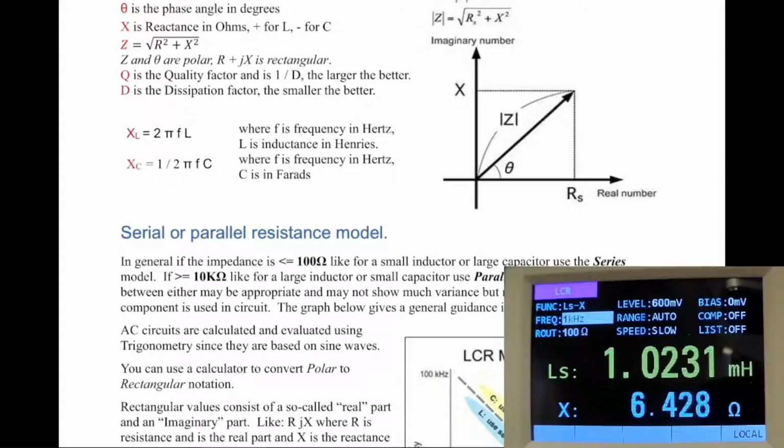You see how the frequency makes a big difference. At 15 kilohertz it was close to 100 ohms, and at that rate it didn't make much difference if you put it in a serial or parallel mode. But if you're measuring at 1 kilohertz, it is only 6 ohms, way below the 100 ohms or so, and we really need to be in serial mode. If I put it in parallel mode, it just comes back with an invalid value.